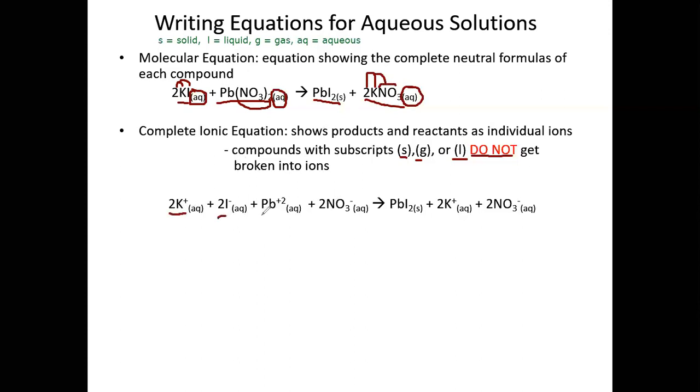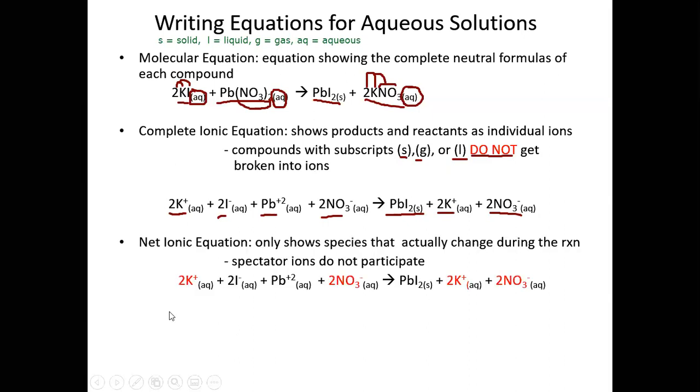So we have the ions on the reactant side. Now PbI2 stays together because it's a solid, and then we have the products in ions as well. And so now you have what's called a complete ionic equation, and then we can factor out what is exactly the same on both sides of the equation. And that's where we get the net ionic equation.